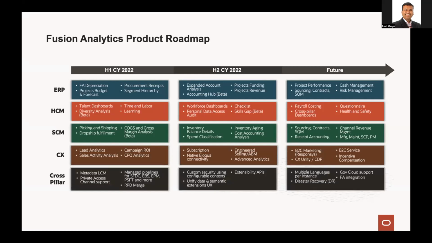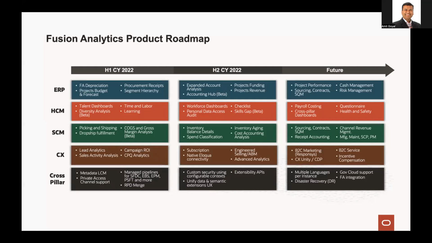Next is the cross pillar. So cross pillar is just the platform features that support all pillars. Features like the first bullet there is metadata LCM, which is bundles. And the idea there is you can take all of your customizations from one environment to another, or if you're a partner, you can push out your customizations to multiple customers.